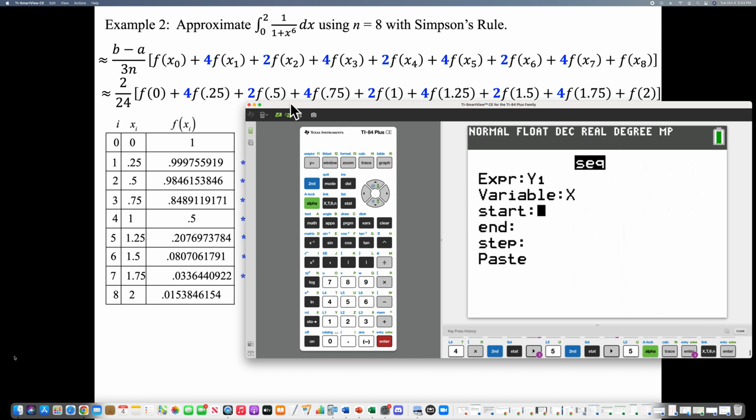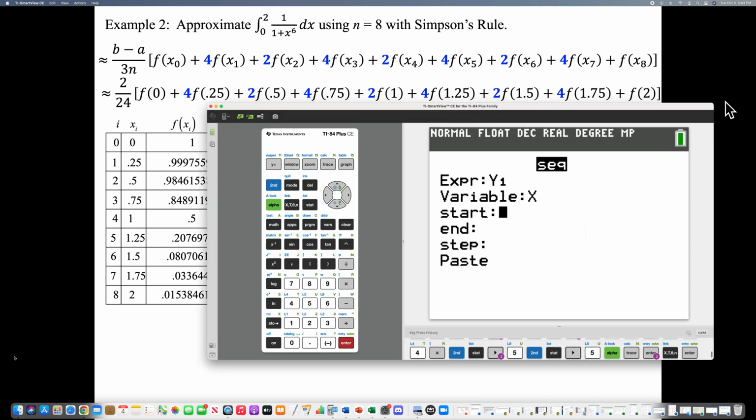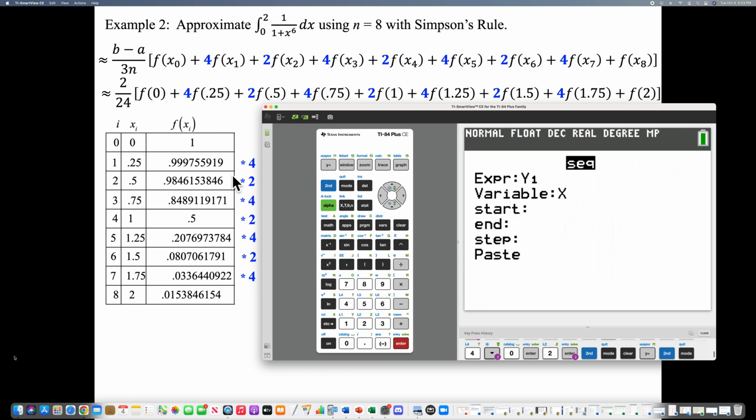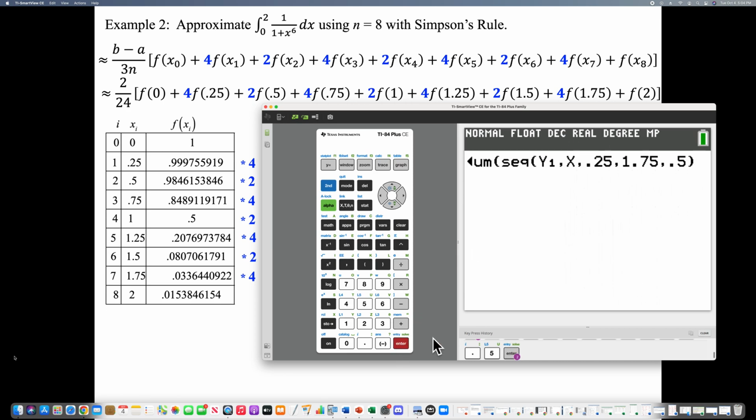What do I want to start with? Well, for the things we want to multiply, let me move this over. Oh, I can't. I got to squeeze this down just a little bit, just so I can see my numbers here. So take all the ones that are being multiplied by 4. It starts at 0.25, so we put in 0.25. And we're going to end at 1.75. That's the last thing we're going to multiply by 4. And your step, that's what we got to count by. So if I'm going from 0.25 to 0.75 to 1.25, I'm counting by a half, so 0.5.